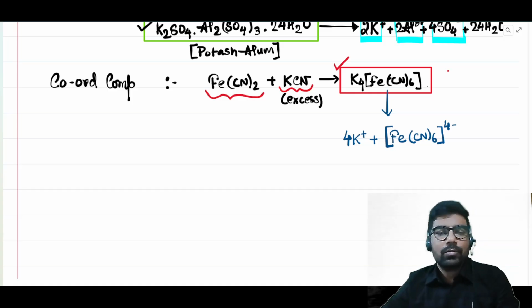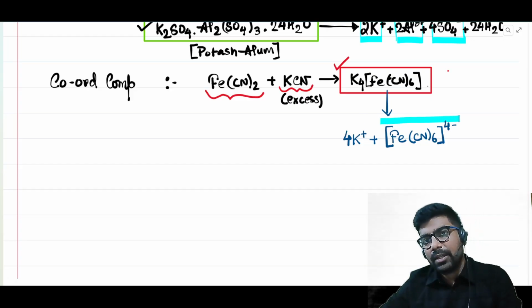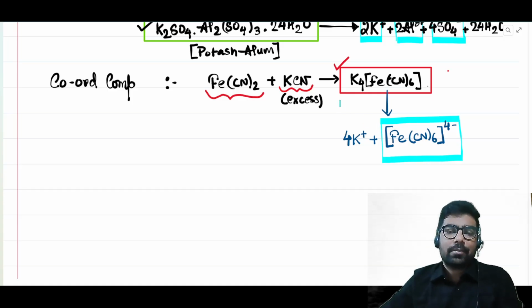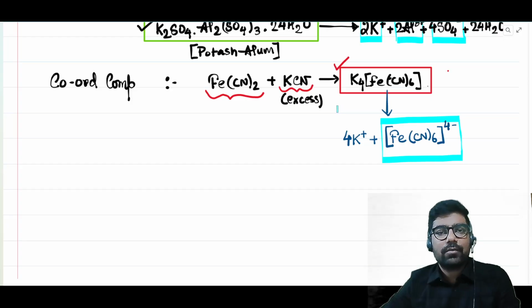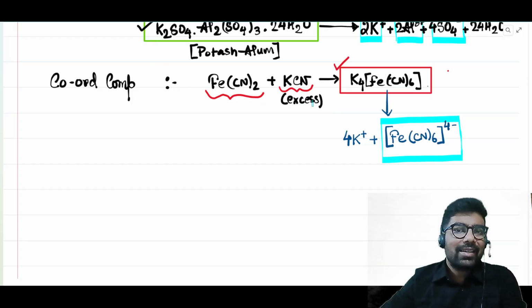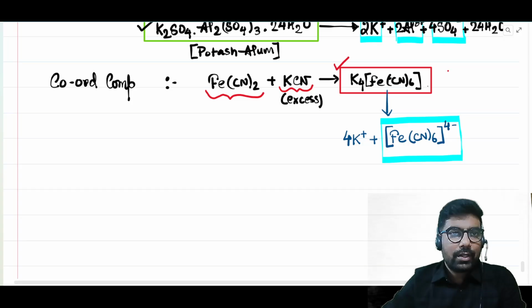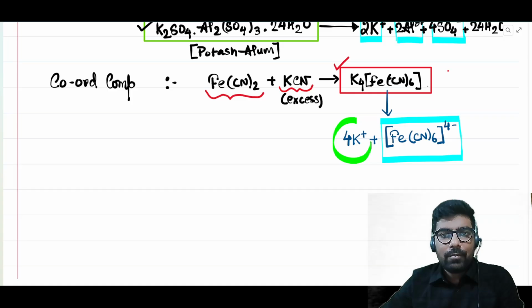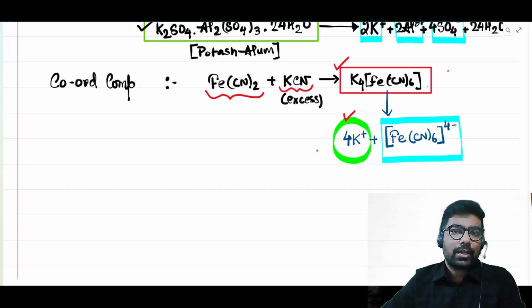So this group that is inside the third bracket, this does not break, right? This group remains intact. It does not break when we dissolve it in water. So if we are doing a test for K plus, then we will have a positive test for K plus because K plus is there in the solution.